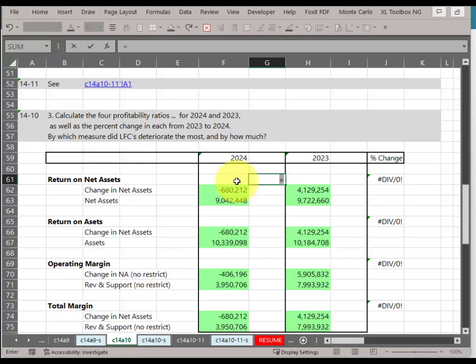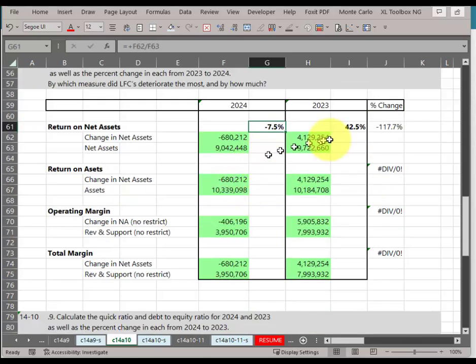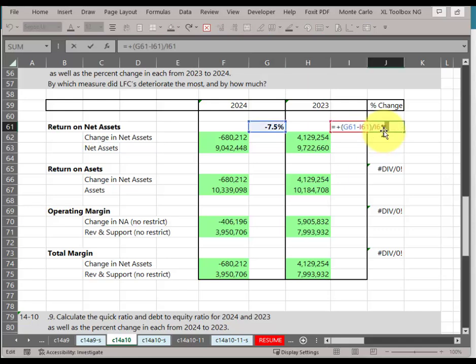For each one of these ratios, since everything is all laid out for you already, you just divide one by the other, and you can see there's a minus 7.5 there. You can use that same formula, put that there, and you can see that your return on net assets took a gigantic nosedive. Last year was up at 42, and now it's... And I'll leave in the worksheet the percentage change calculations, so those formulas already work.